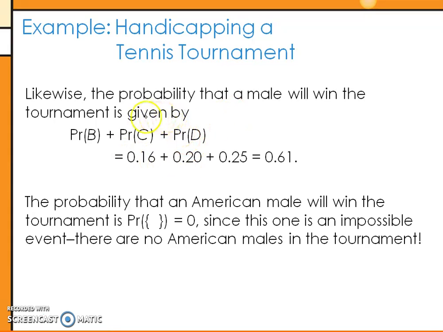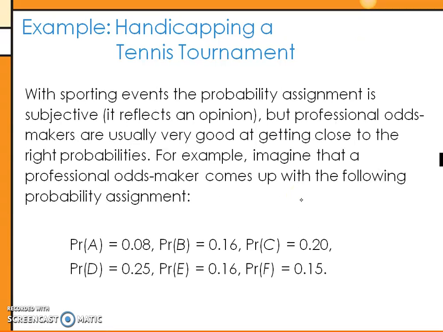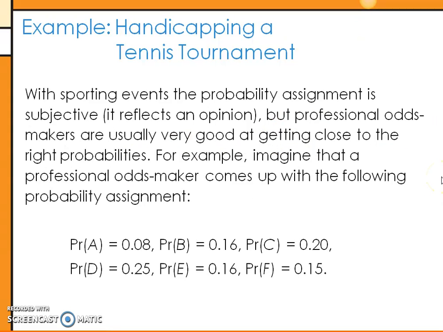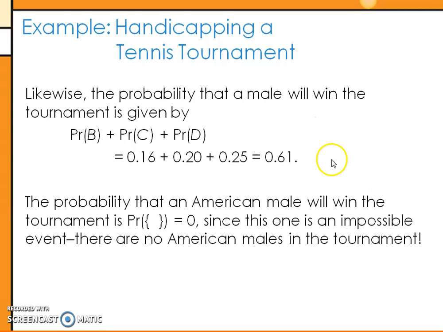Then they ask, what's the probability that a male will win? So we go back and look at the list, and B, C, and D are apparently all men. And so if we add up all their probabilities, the chance that it will be one of them or the other one is all their probabilities added together. All right, so then just like the coin thing, what if we ask about something that's impossible? So they say, what's the probability that an American male will win? Well, if I go back to the list, E and F, the only 2 Americans, were both females. So if there is no American male in the tournament, then the chance that an American male is going to win is 0, because there isn't one, so it's impossible.